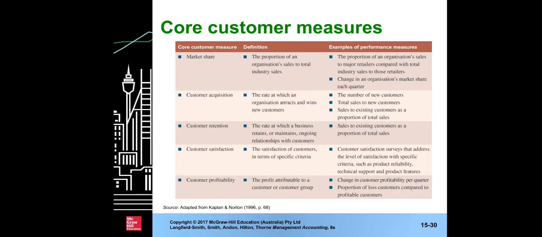So see the customer profitability, because we accountants are more concerned about the profit. Customer profitability, the definition is the profit attributable to a customer or customer group. How to measure that? First, change in customer profitability per quarter. Second, proportion of lost customers compared to profitable customers. So these are the measures that can be used when you calculate or evaluate the customer.